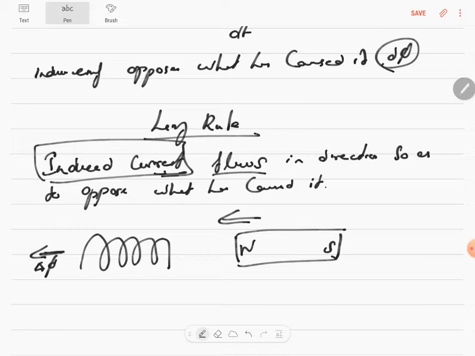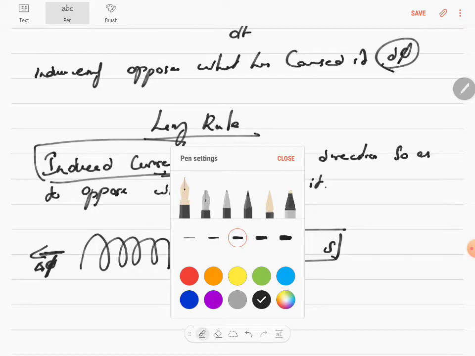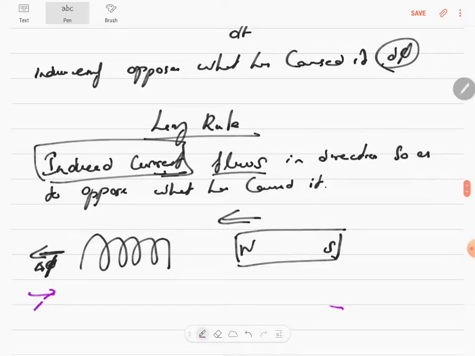There's an increase in the flux in this direction. As you bring the magnet closer to the coil, the flux increases, the field lines increase closer to the coil. So there's an increase in the flux in this direction, and basically the induced current has to oppose this. So there has to be a flux in this direction to oppose this flux.